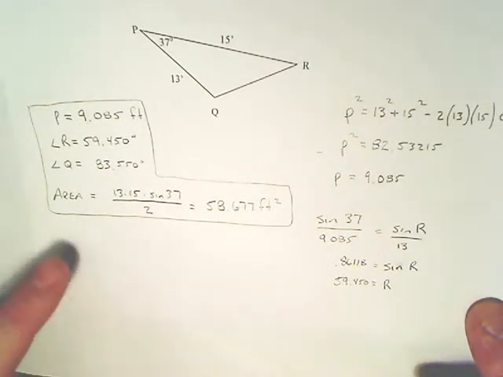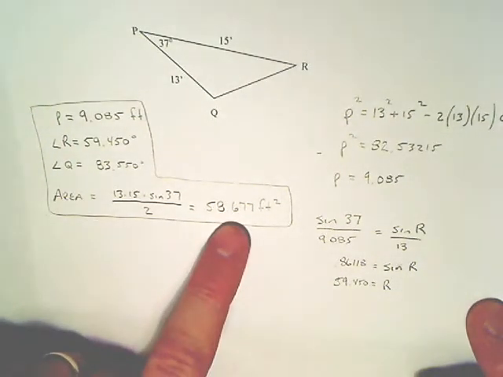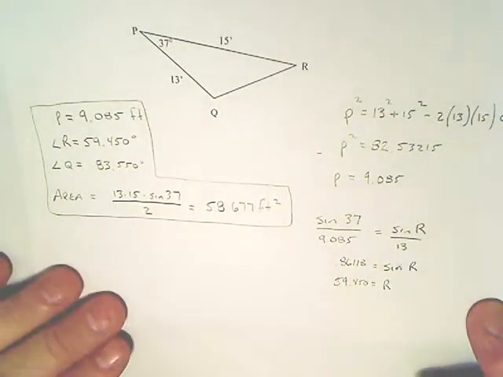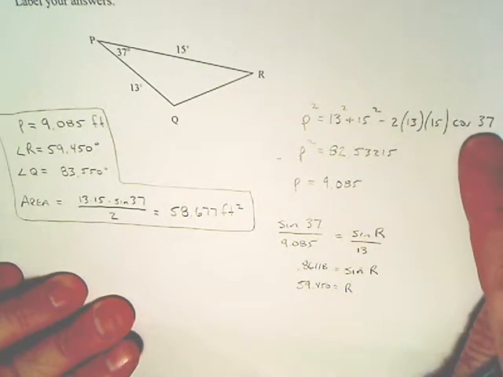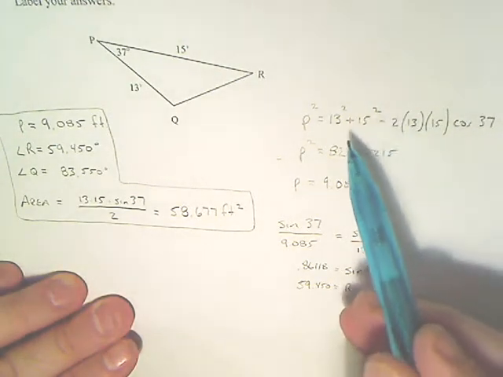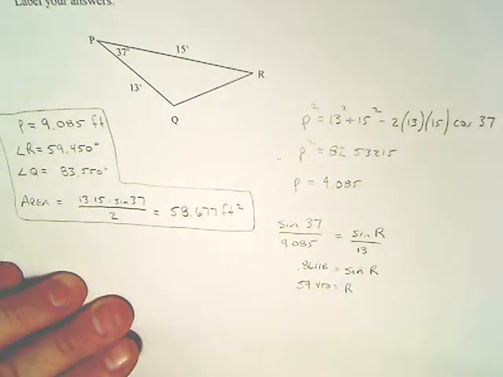Okay. Here's side P, angle R, angle Q, and the area, which is again square feet. Here's the law of cosines problem that I typed, which I was able to type all of that on my calculator. Just don't forget to hit square root when you get to there.